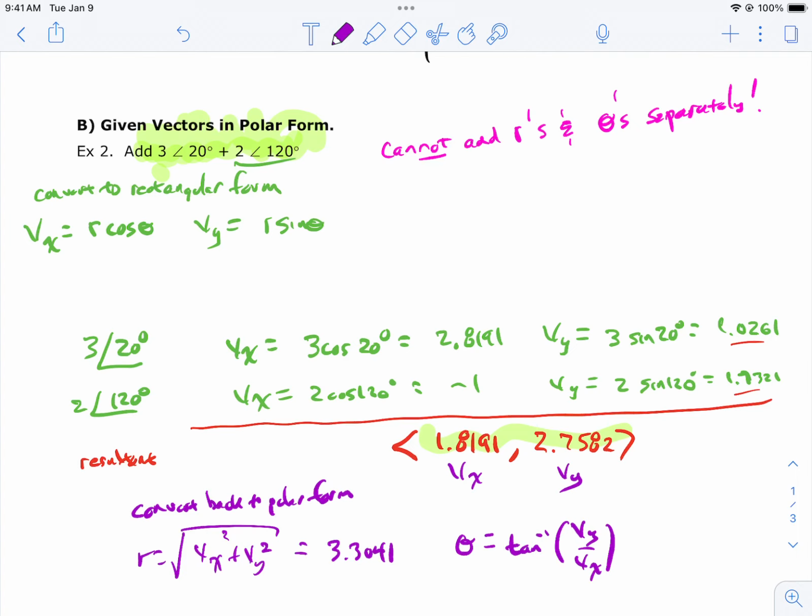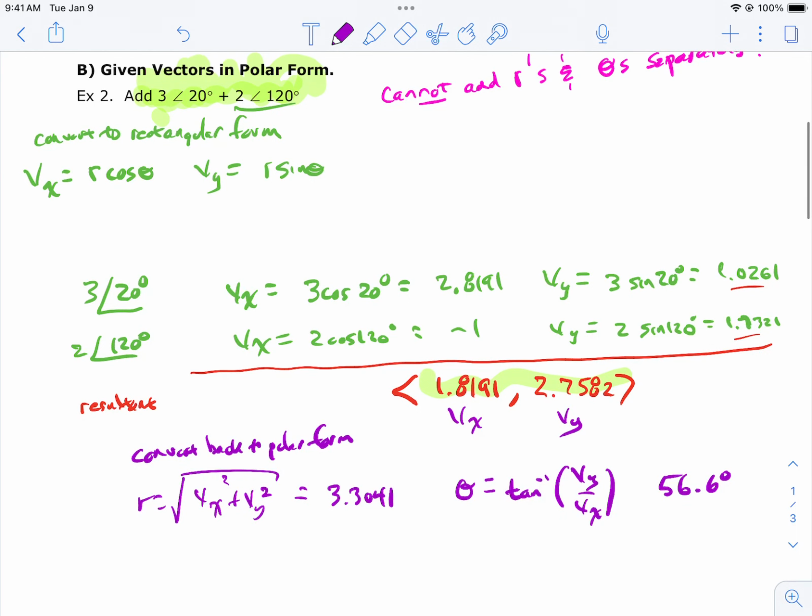Okay, so shift tangent of 2.7582 divided by 1.8191, hit the old equals button, and I'm getting 56.6 degrees. So our final answer would be, if I use 3 sig figs for the r, and I already rounded the angle to 1 decimal place. I like to round my angles to 1 decimal place and my r's to 3 sig figs. Just a convention that I usually use.